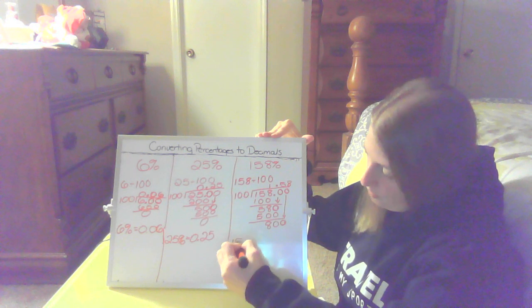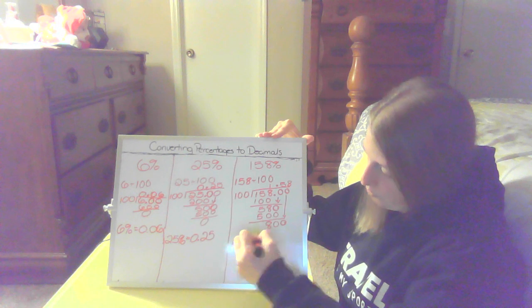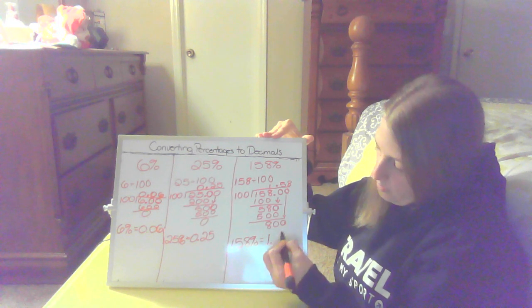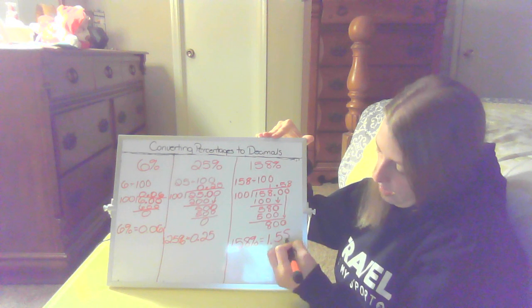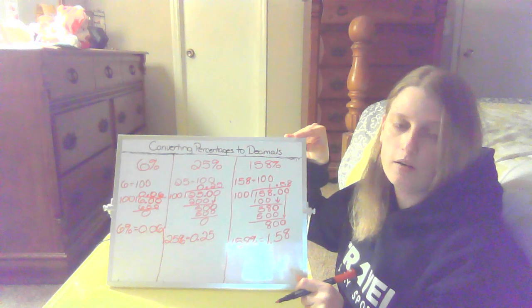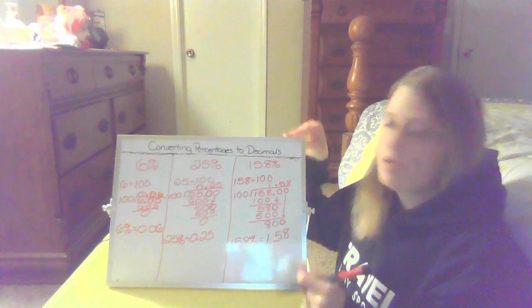158% written as a decimal looks like this. 1.58 is 158% converted into a decimal.